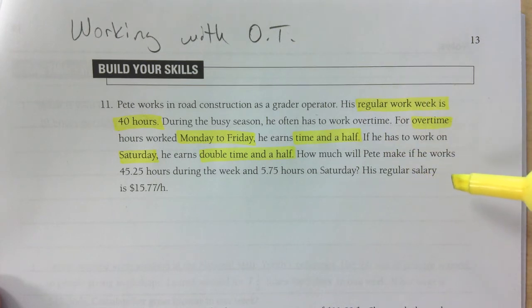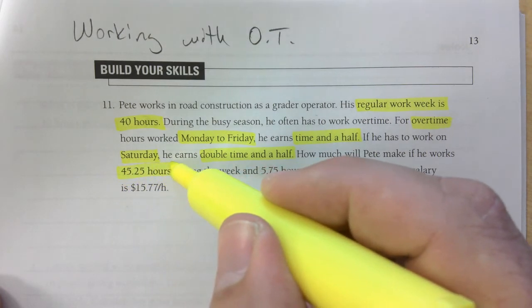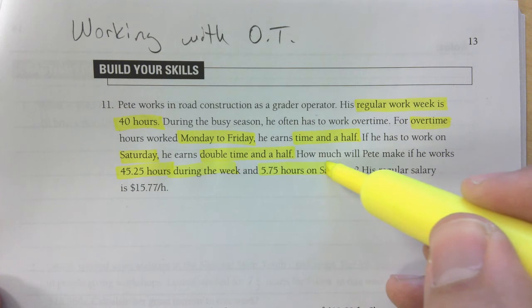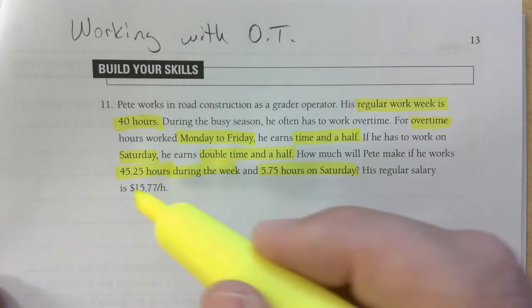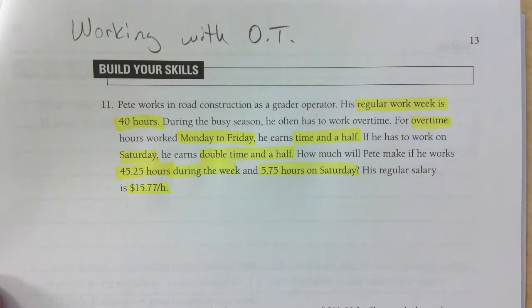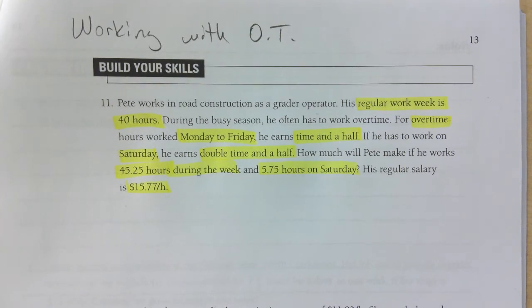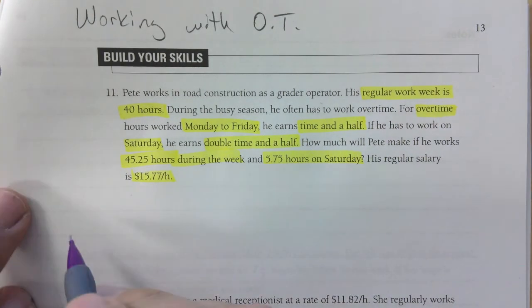How much will Pete make if he worked 45.25 hours during the week and 5.75 on Saturday? His regular salary is $15.77 an hour. That's his wage, right? So if we follow the formula that I gave you to a certain degree, you don't have to, as long as you show me your work and you organize it, right?